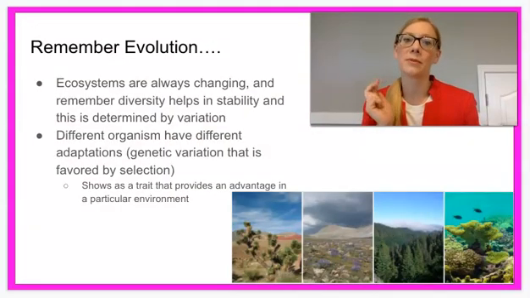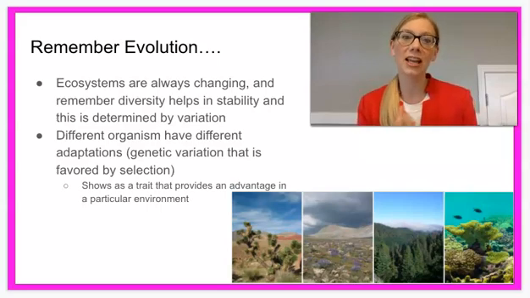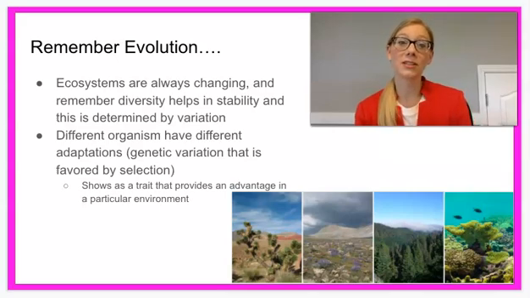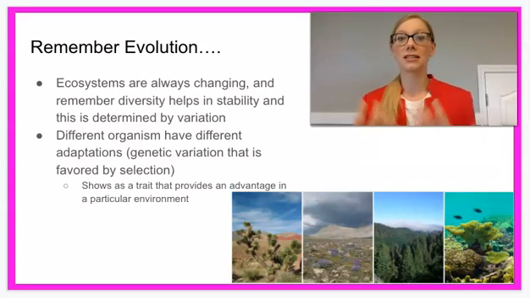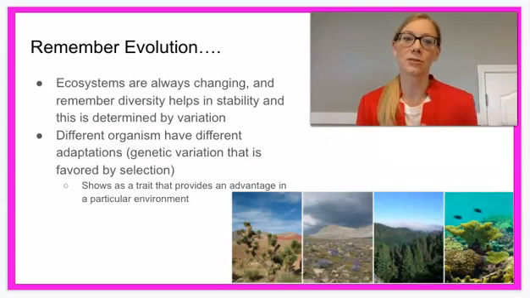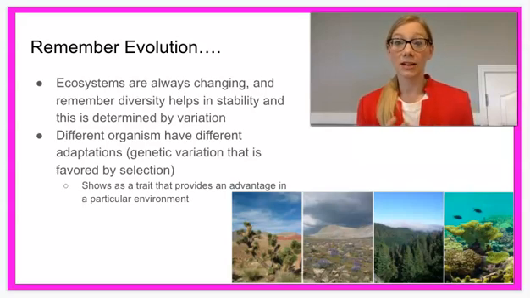Remember evolution, right? Remember that ecosystems are always changing. Remember that it's based on the energy available and that they have to kind of react, or they do react, we can sort of see, based on things that are happening around them in an ecosystem. And also remember, we've talked a lot about diversity and biodiversity being important. Remember that diversity helps in stability of an ecosystem, and it's really determined by the variation that is present in that particular ecosystem. Different organisms, right, have different adaptations that are beneficial to their survival in a given environment.